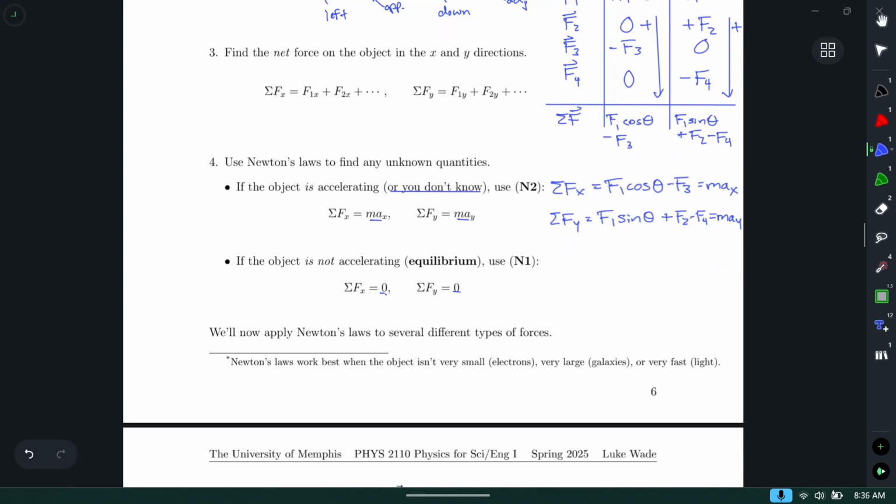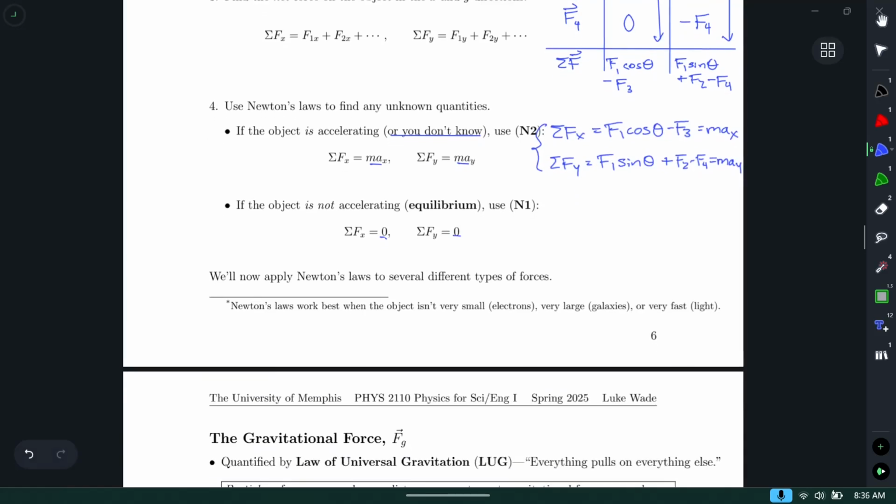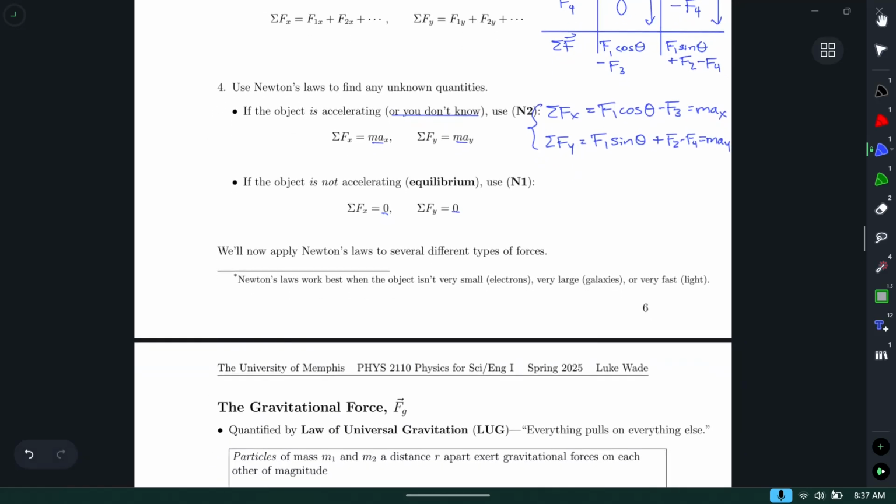Sometimes, since you've got two separate equations, you're dealing with solving a system of equations, which is unfortunate but necessary, and we'll see how that goes in a bit as well.